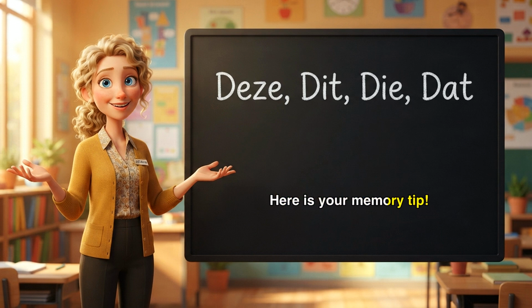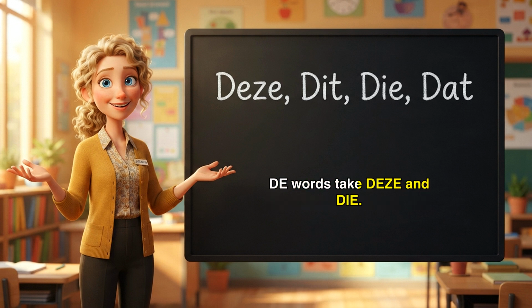Here is your memory tip. De words take deze and die. Het words take dit and dat. Deze and die end with a.